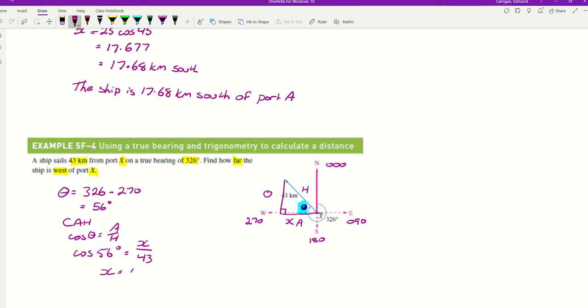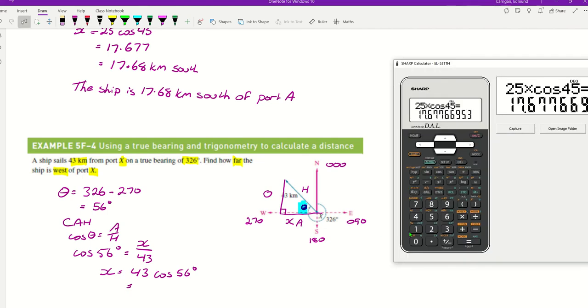X equals 43 cos 56 degrees equals, going to my calculator, 43 times cos 56 equals 24.045.